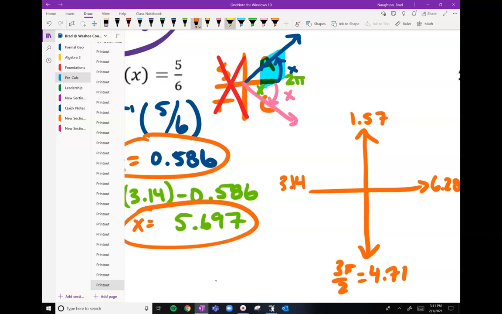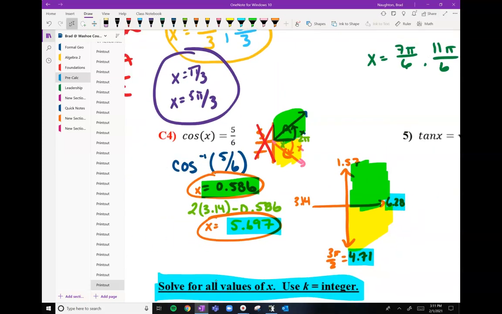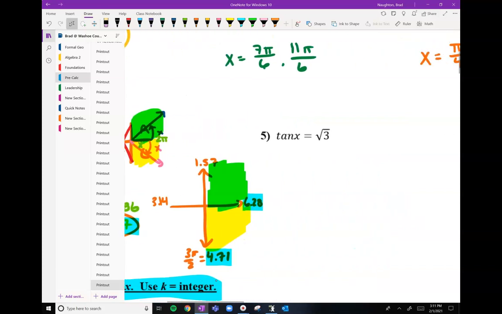As I mentioned, it needs to be in this quadrant right here, quadrant 4. So what's quadrant 4's range for a decimal? It's greater than 4.71 and less than 6.28, and that's where this lives. If I say I need to be in this top one, that needs to be between 0 and 1.57, and boom, there it is. Great way to check your work, especially with these decimals.